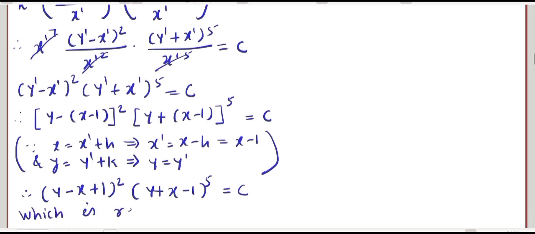So this is the solution of the given non-homogeneous equation of the first degree in x and y. In the next lecture, we will consider more examples on non-homogeneous equations of the first degree in x and y.